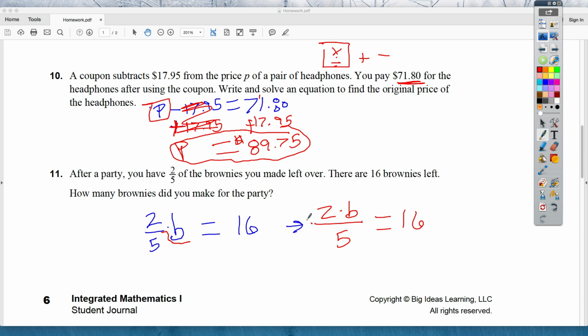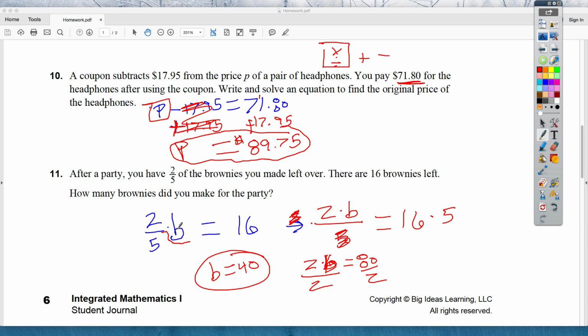Well, let's get rid of the fraction. So times 5, times 5, and that gives you a factor that can cross off, and that leaves us with 2 times b, not 6, 2 times b equals 80. Now we're going to divide both sides by 2, and that leaves us with b equals 40. Now if we remember, b is the amount of brownies that we started with, so that's how many brownies we made for the party: 40.